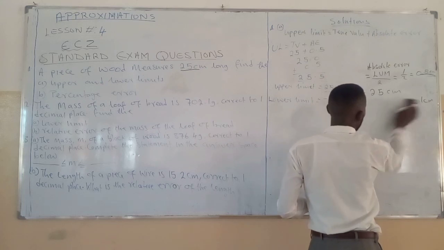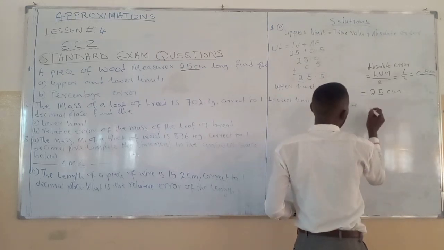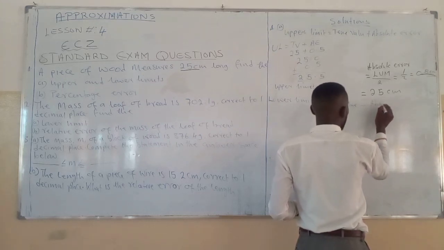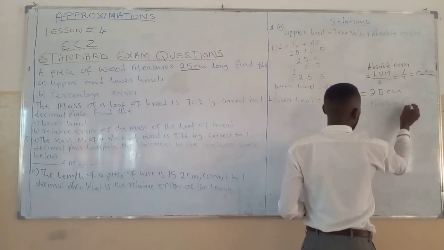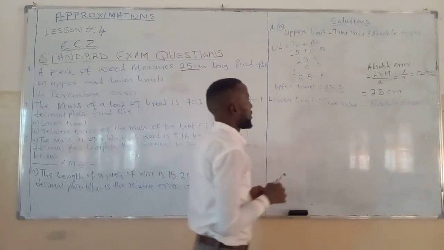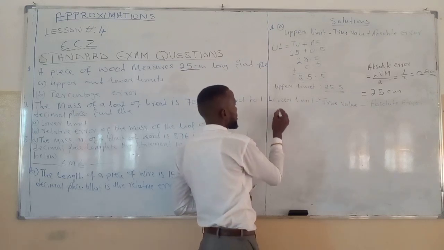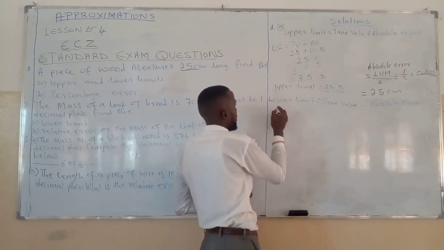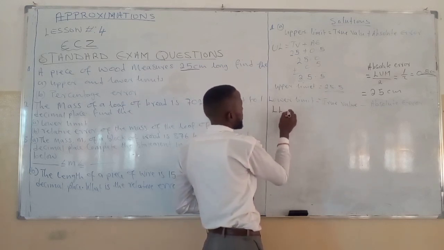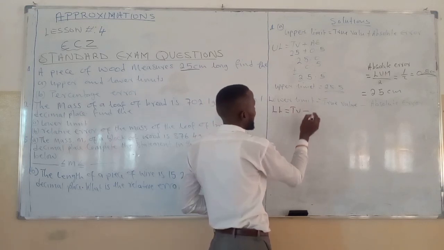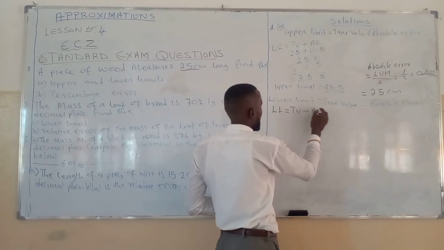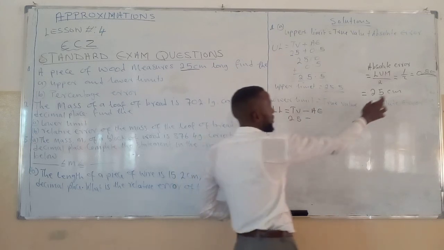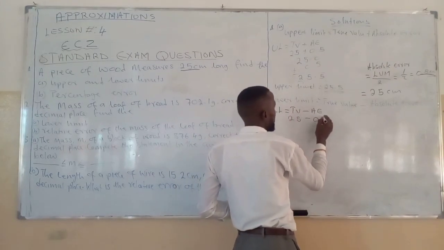okay, this part here, let me erase it, true value minus absolute error. Okay, so we say lower limit, let us abbreviate it in this way. So lower limit is equal to true value minus absolute error. What is my true value? 25. Minus absolute error, we already found the absolute error there, which is 0.5.